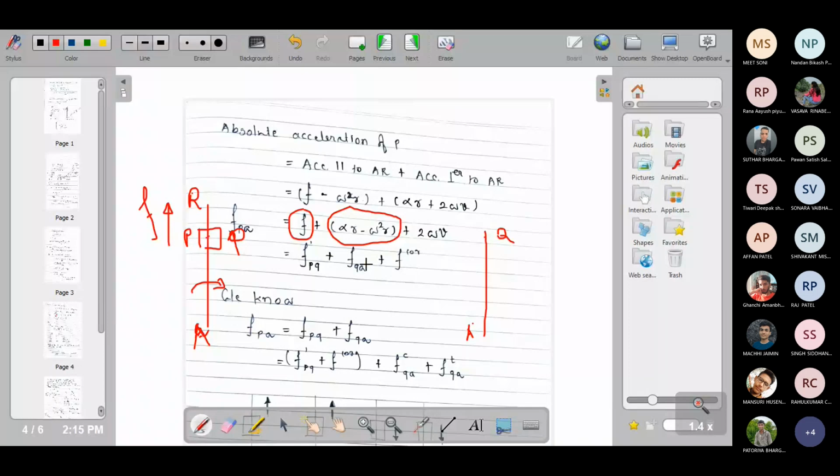Now suppose I want to find the acceleration of point Q with respect to A, what will come? It is made up of two components. One is a tangential component and another is a centripetal component. The tangential component is alpha into R, perpendicular to the link, so in this direction. And the component omega square R is V square by R only, and it is towards the center of rotation, meaning in this direction.